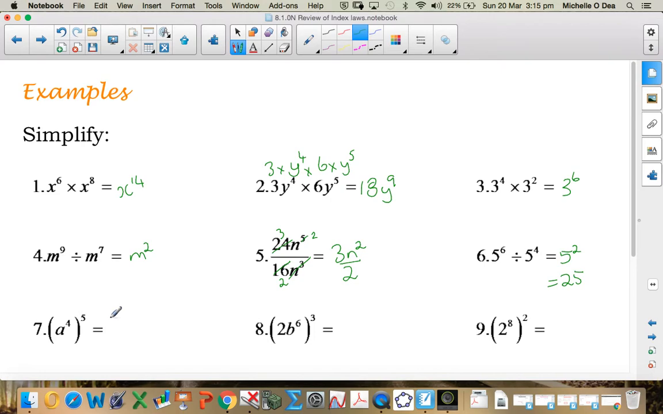Okay, last 3. Here, power inside, power outside. So we just multiply the powers. Simple. 4 times 5 is 20. That's all you have to do.